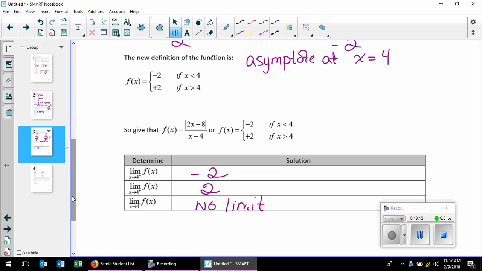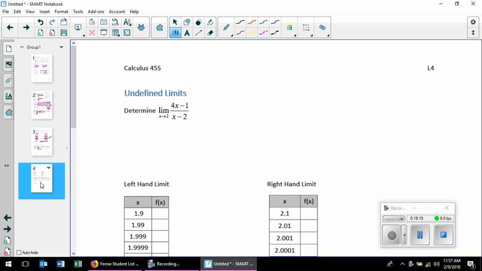Undefined limits. Let's say undefined limits. Why are these different than our indeterminate? So if I do a direct substitution of 2 in here, I get 7 over 0. What's an indeterminate? 0 over 0. So this is an undefined limit because I have a value in the numerator. Will I ever ask you the difference between those? So undefined limits just have a 0 on bottom.